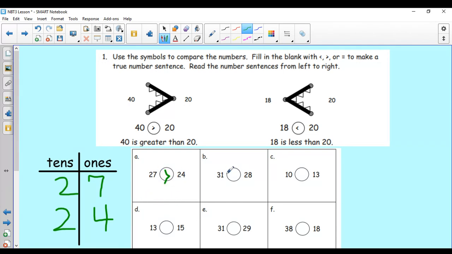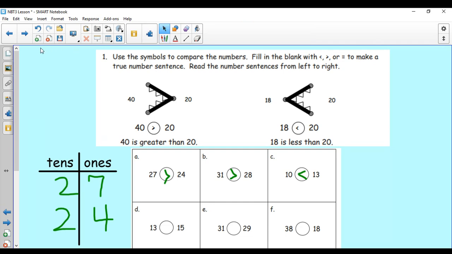All right, let's look at the numbers 31 and 28. So which number do you think is larger, 31 or 28? You're right, 31. So I'm going to make my symbol, and I'm going to say 31 is greater than 28. Let's do one more. We have the numbers 10 and 13. Decide which number you think is larger. Which one? You're right, 13 is larger. So I'm going to make the alligator eat the larger number. So we're going to say this phrase together. 10 is less than 13. Ready? 10 is less than 13.